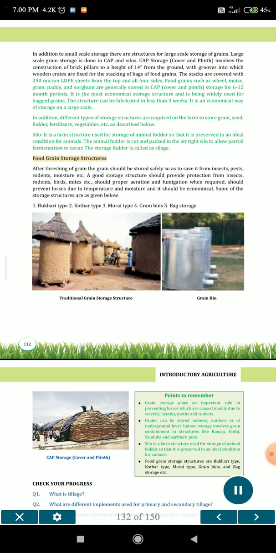Food grain storage structures. After threshing of grain, the grain should be stored safely so as to save it from insects, pests, rodents, moisture, etc. A good storage structure should provide protection from insects, rodents, birds, mites, etc. Should allow proper aeration and fumigation when required, should prevent losses due to temperature and moisture, and it should be economical. Some of the storage structures are as given below. 1. Bukari type 2. Kothar type 3. More type 4. Grain bins 5. Bag storage. Traditional grain storage structure.